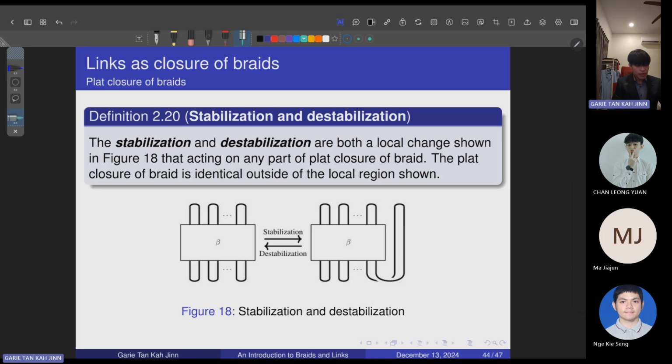For the randomizer move 3, if you want to apply it on a region that contains the bridge, we cannot do it, because randomizer move 3 contains 3 strands, but at the bridge you don't even have a crossing.